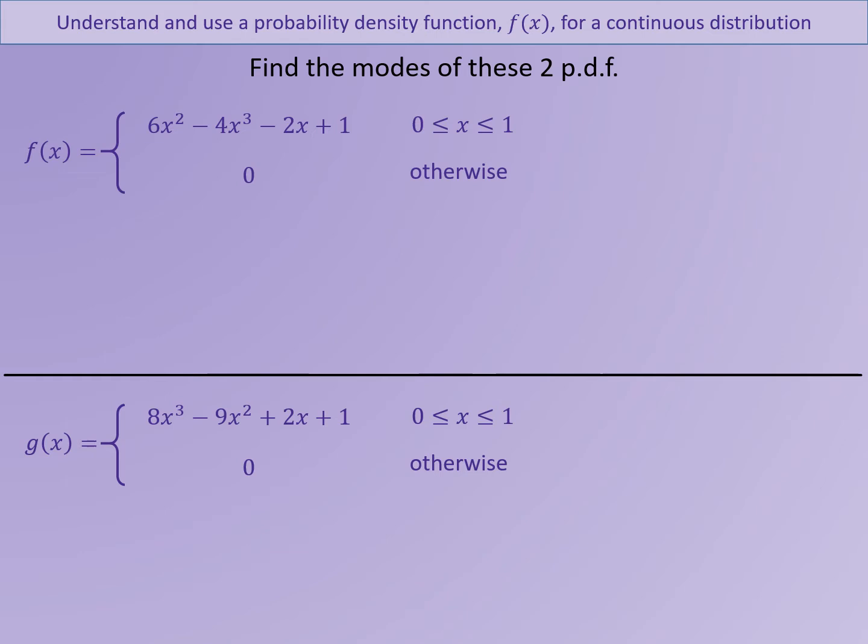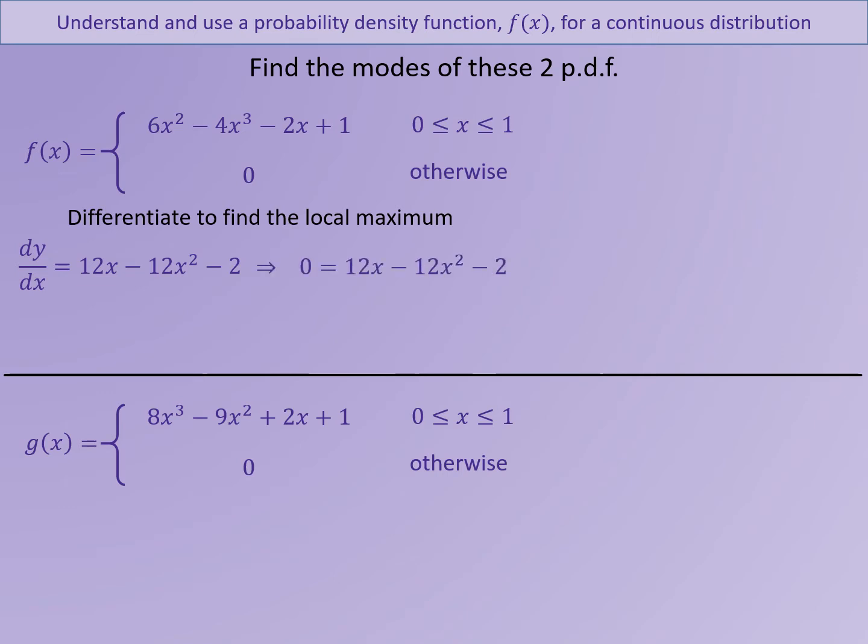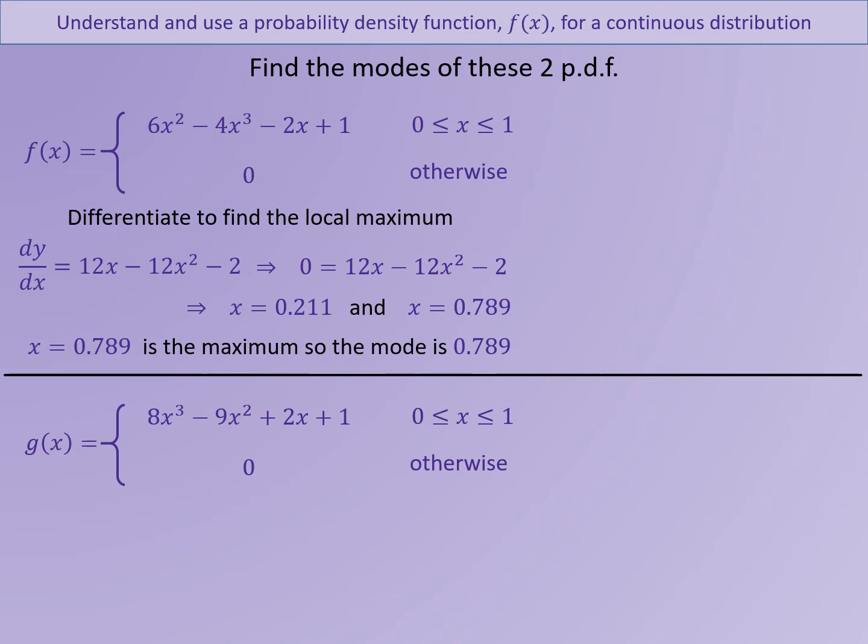So for f of x, we have a function here defined between 0 and 1. We can differentiate the function, and setting this equal to 0 gives us two x values. We can then find the second derivative and use this to determine which is a maximum and which is a minimum. If you do this, you will find that 0.789 produces a maximum. So we can say that the mode is 0.789.